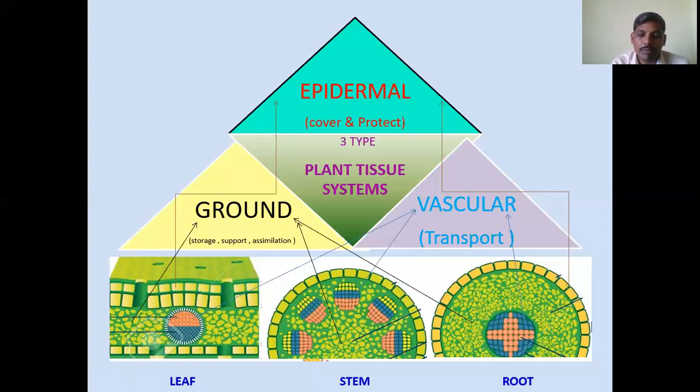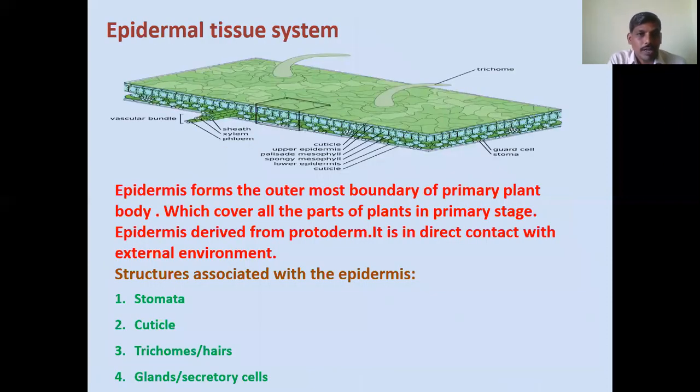So first we discuss the first type of tissue system, that is the epidermal tissue system. In the epidermal tissue system, we discuss more or less the epidermal layer or epidermis. So epidermis forms the outermost boundary of the primary plant body, which covers all the parts of plants in the primary stage. Epidermis is derived from the protoderm.